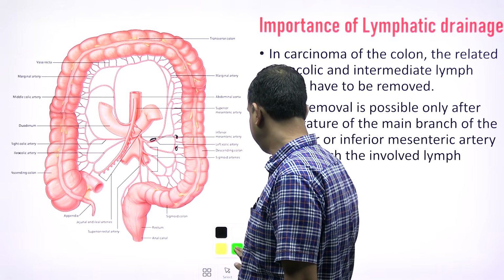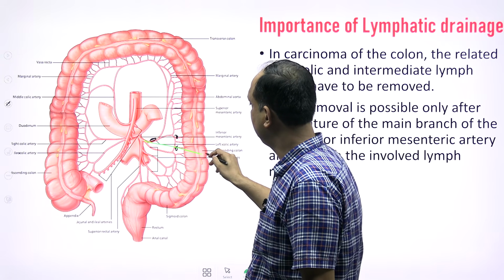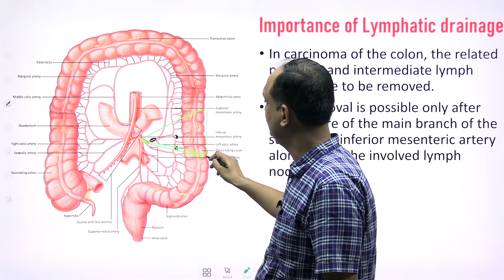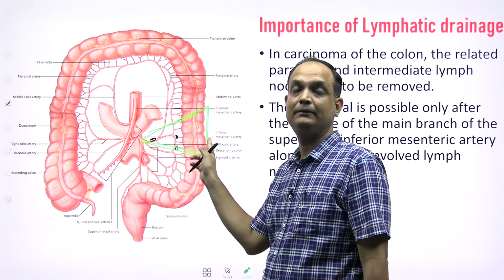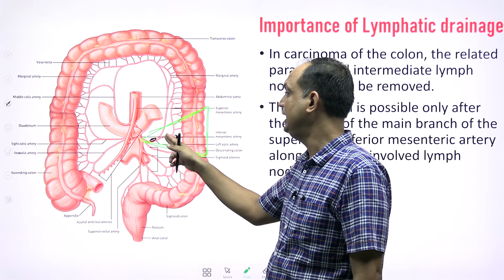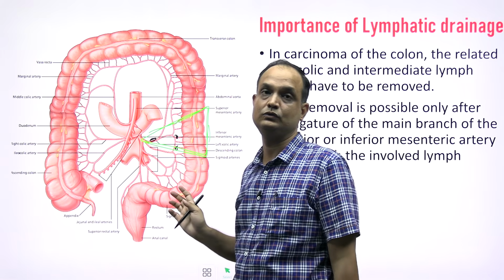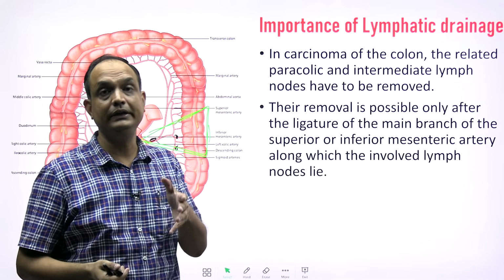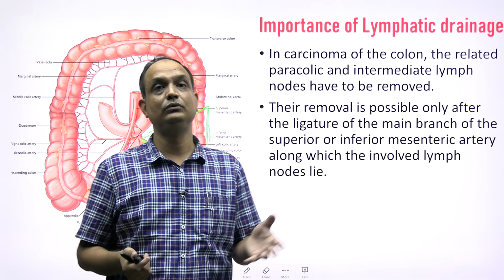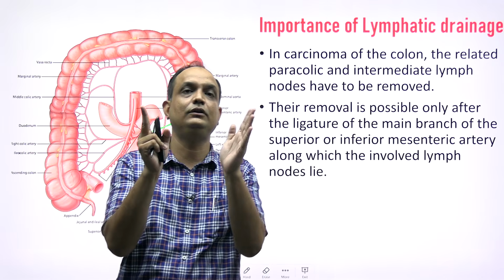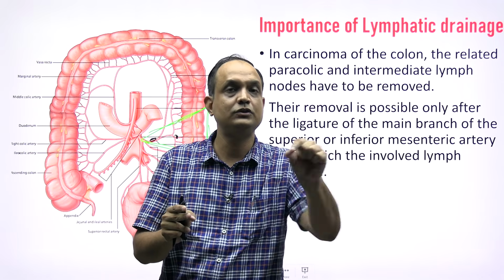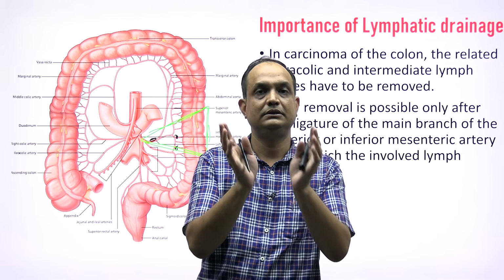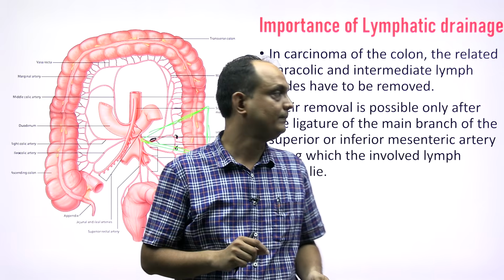So, you have to actually remove the segment. You have to cut the colon also, because when you are cutting the lymph nodes, you are removing that segment. Otherwise, what will happen? If the artery is damaged, this part will go under necrosis. So, whenever you are removing the lymph nodes, you have to also remove that segment of the colon which is supplied by that particular branch of the colic artery which has the affected lymph nodes.